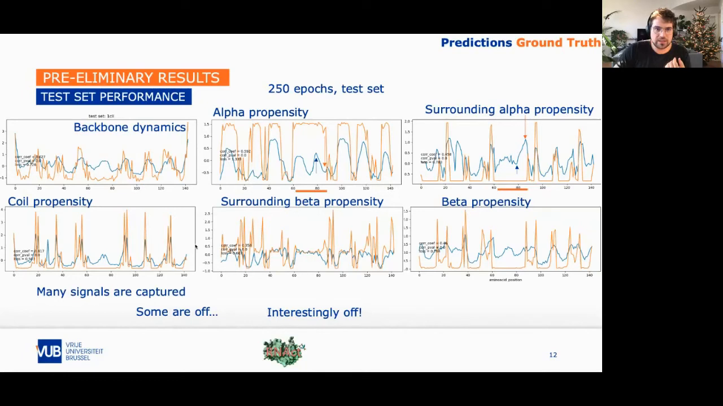And if you also look at the ground truth for the propensity of alpha, you can see that it should be very, very high, whereas for surrounding alpha it should be non-existent. This region shouldn't be in surrounding alpha. And what we're seeing is that these two, alpha and surrounding alpha, when put together, are describing much better alpha, not perfectly, I wouldn't say that.